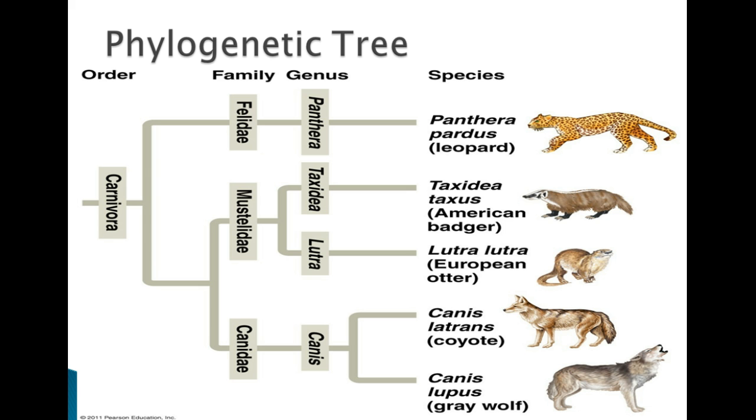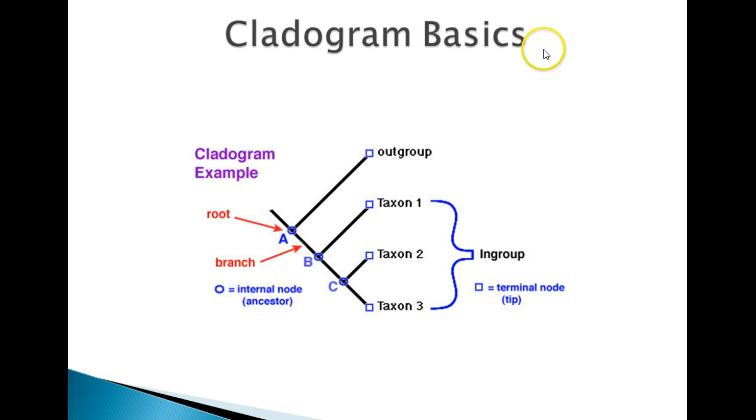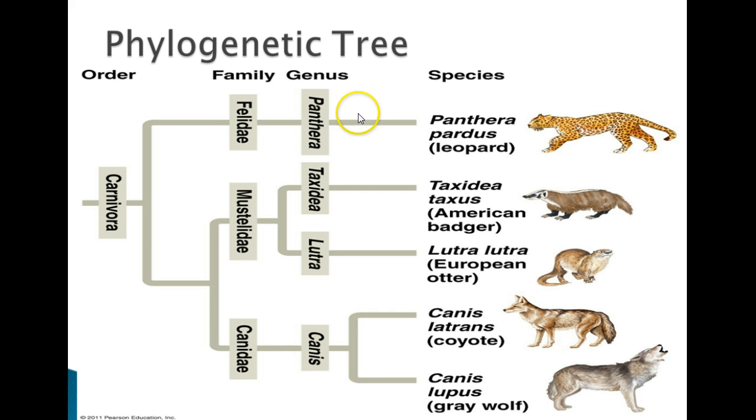For example, in this tree, the European otter that you see right here, and the American badger, which you see above it, appear to be in the same family. And it looks like they had a common ancestor as well. Now, where you would find the common ancestor would be at this branching of the tree right here. So this would be the common ancestor. We're going to learn a bunch about the mechanics here in a little bit.